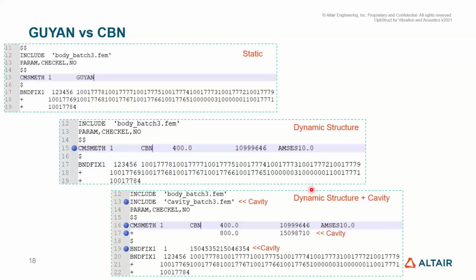All right, if we want to condense structure and cavity together, we need to include the cavity mesh and define the lines for cavity, the upper bound frequency, and also the IDs to save cavity modes. Also, we want to let the solver know the interface grids for cavity. So these are two response points of cavity.